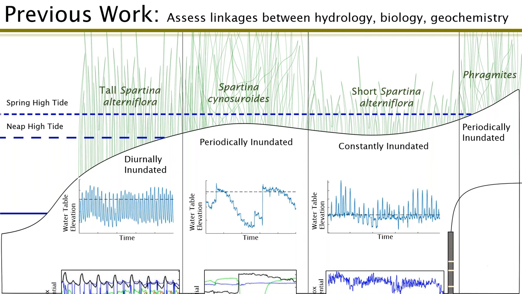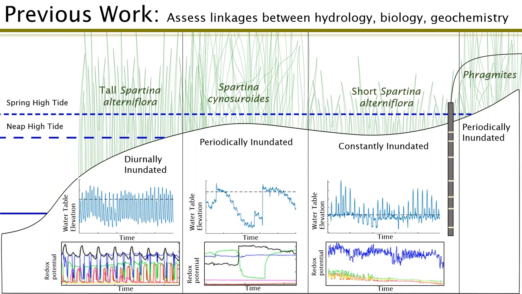We measure the redox with multi-depth redox sensors so we can get an idea of the redox potential with depth. And as you'll notice, these patterns in the hydrology are mirrored in the redox potential. So in this diurnally inundated zone, you see large redox oscillations that go from really oxidizing conditions to really reducing conditions and penetrate deep into the subsurface. In this periodically inundated zone, you have oxidizing conditions at the surface and fairly reducing conditions at depth, but you don't see these large temporal changes. And in this constantly inundated zone, there's some variability at the surface, but when we look at depth, the redox potential is all very similar.